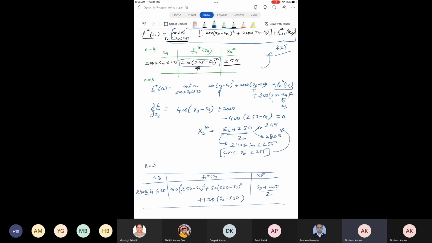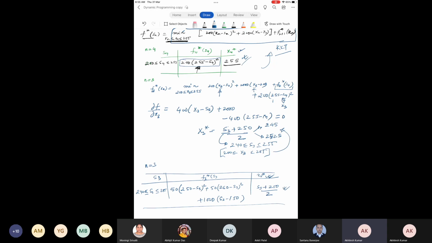Why am I keeping everything in terms of S3 and all that? Any reason? If you proceed in this manner, what do you think will happen for n equals to 2? It will be in terms of what? This was F3 now, and this is X3 star. So you will see X4 star is known, and X3 star I have found in terms of S3.